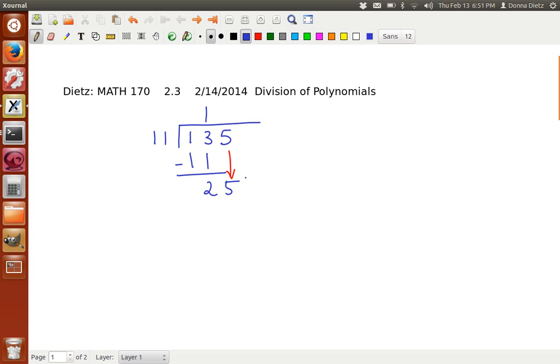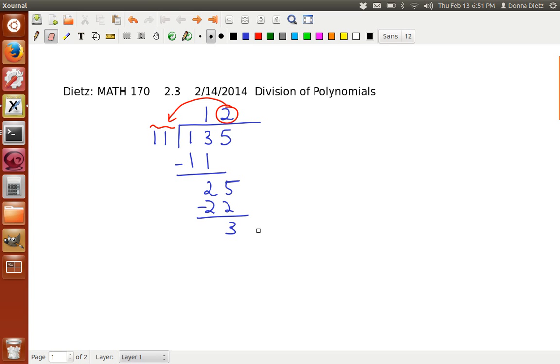We repeat the process again. How many times does 11 go into 25? The answer is 2 times. And then we say 2 times 11, so it's just this one digit now. 2 times 11 gives us 22. Now we're done with the process because there's nothing left to drop. You're allowed to put some decimal points and some zeros, and drop down a 0. That's not what we're going to do, but that's permitted.